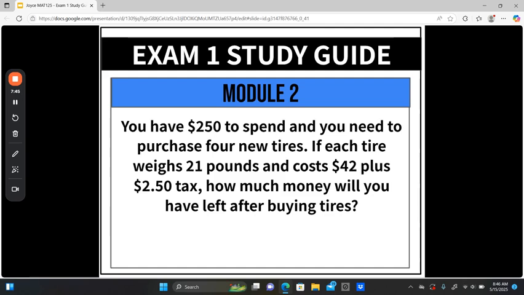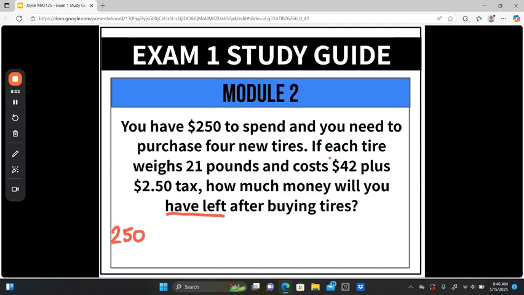Okay, so let's start with how much money we have. So we've got $250. And they want to know how much money we're going to have left. So let's figure out how much we actually spent.